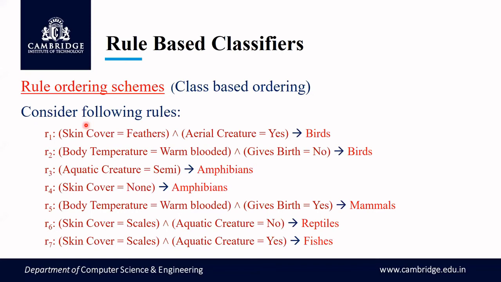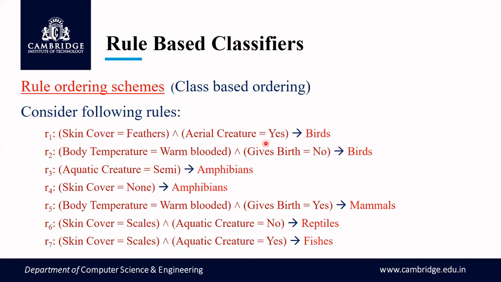In class based ordering, we are going to group the rules which belong to a particular class first. Relative ordering among the group is not necessary. We need not consider it. What I mean by that is, here I have 2 rules which belong to birds. So why can't I list this first and then this, or why have I done it in this way? That is what I meant. Relative ordering among themselves within the group is not necessary. I can list either this R2 first and then R1, or in the way in which I've done here.